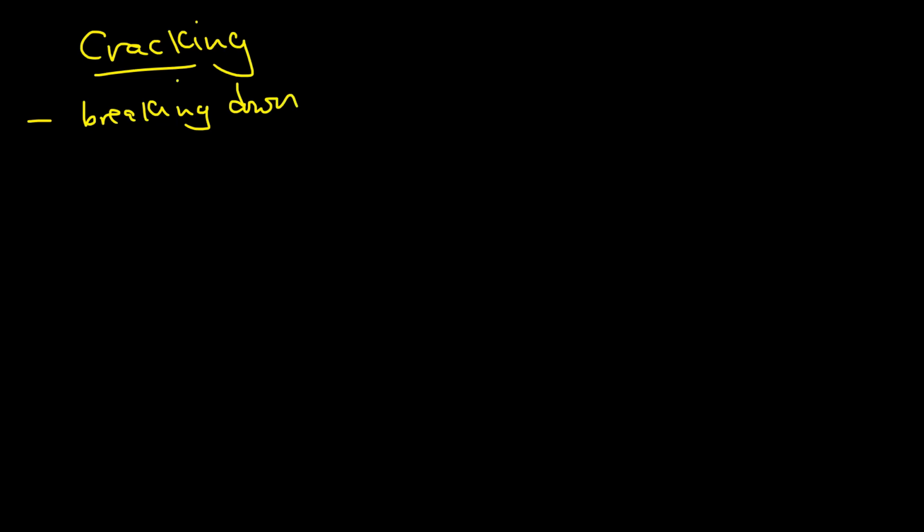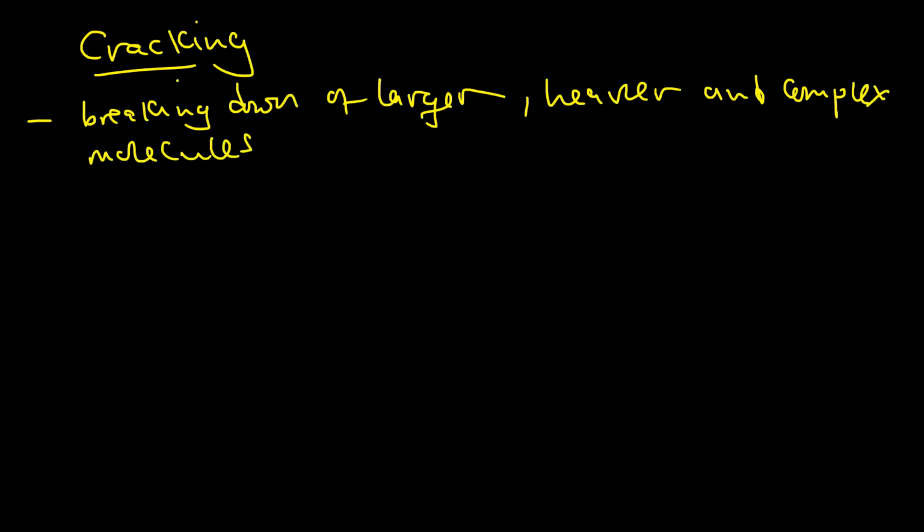The other type of reaction alkanes undergo is called cracking. Now the question is, what is cracking? This is simply the breaking down of large, heavier, and more complex hydrocarbon molecules into lighter molecules. And of course, these lighter molecules are the ones that are in demand. So cracking is simply the breaking down of larger, heavier, and complex molecules into lighter ones.